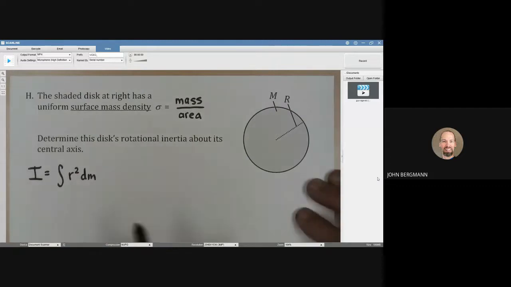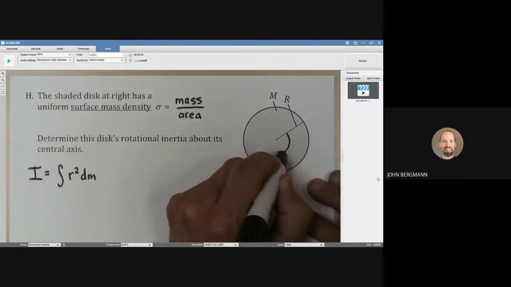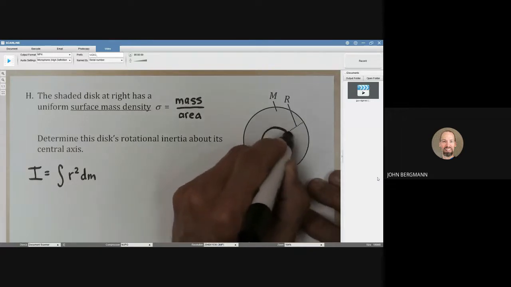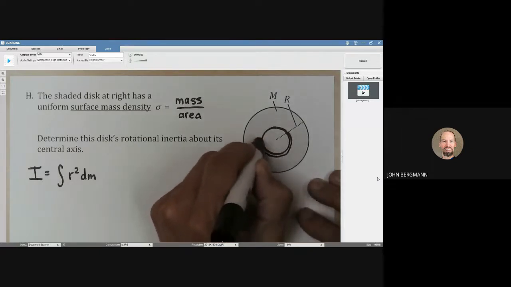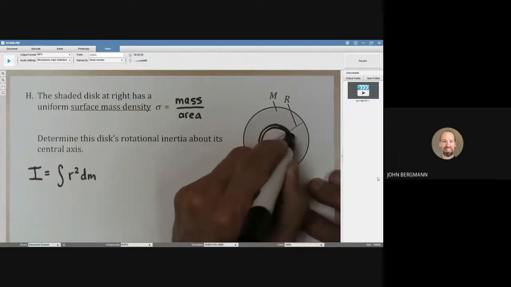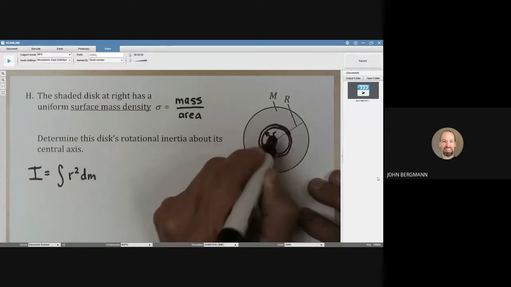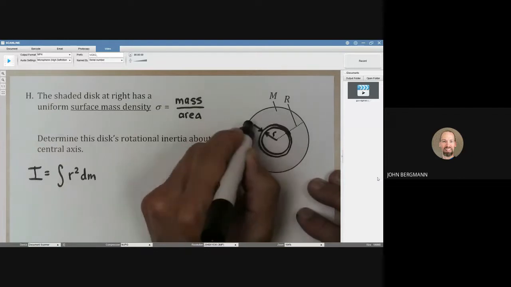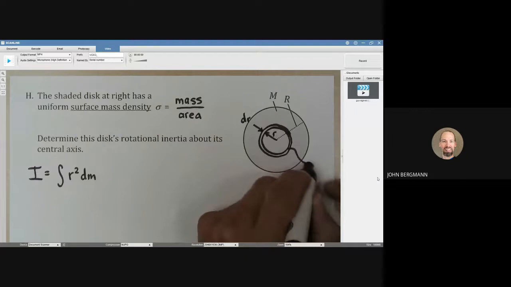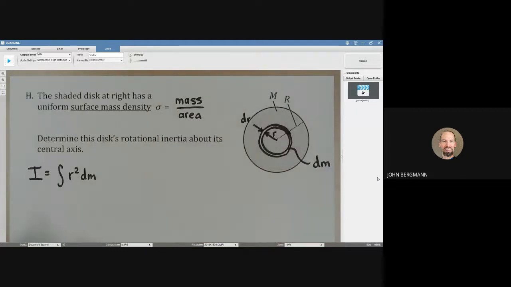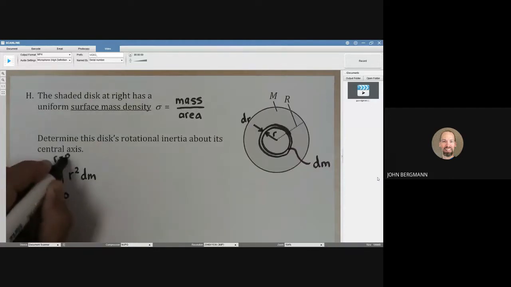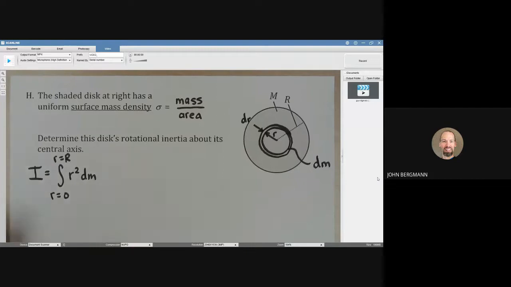Now, for a case like this, what is dm? dm is a really thin slice in here, much thinner than I'm able to draw. But that thin slice is a distance r from the axis of rotation. It has a thickness of dr. That's a dm right there. And we're going to integrate this from little r equals 0 to little r equals big R. We have a problem with the differential and the limits of integration not speaking the same language. So we definitely need to fix that.